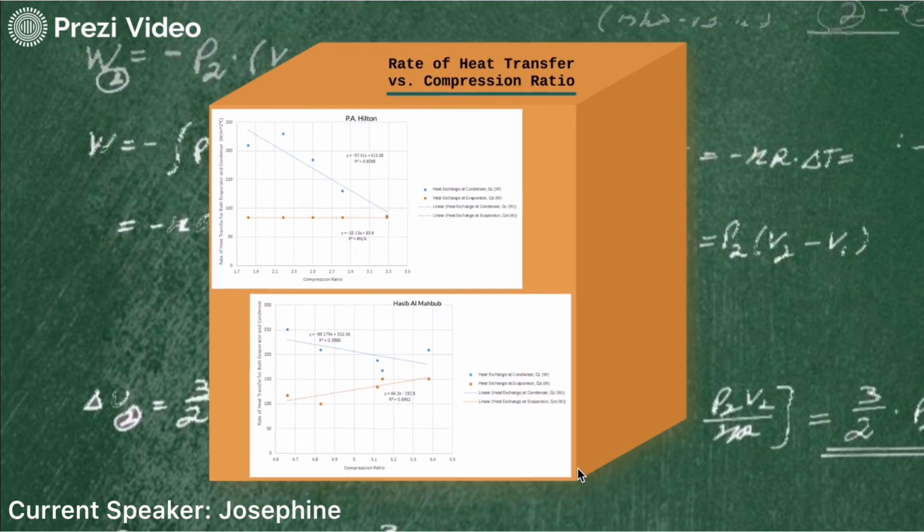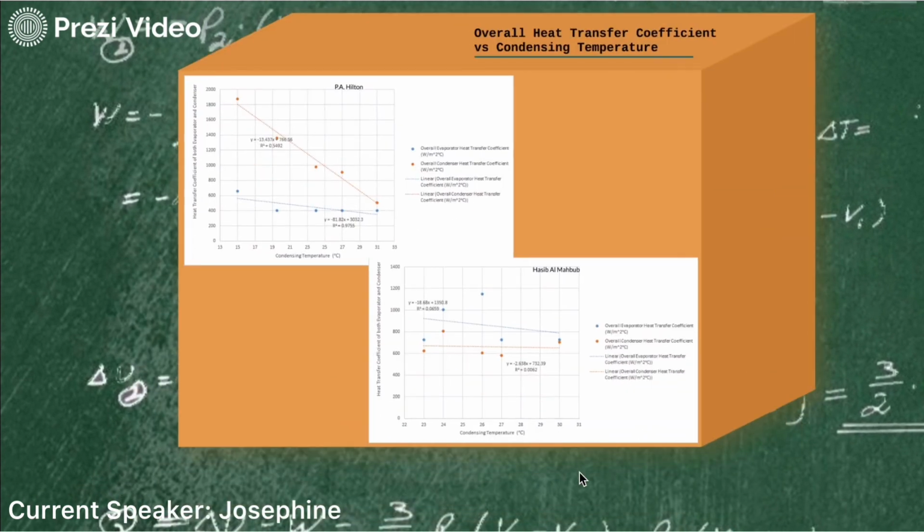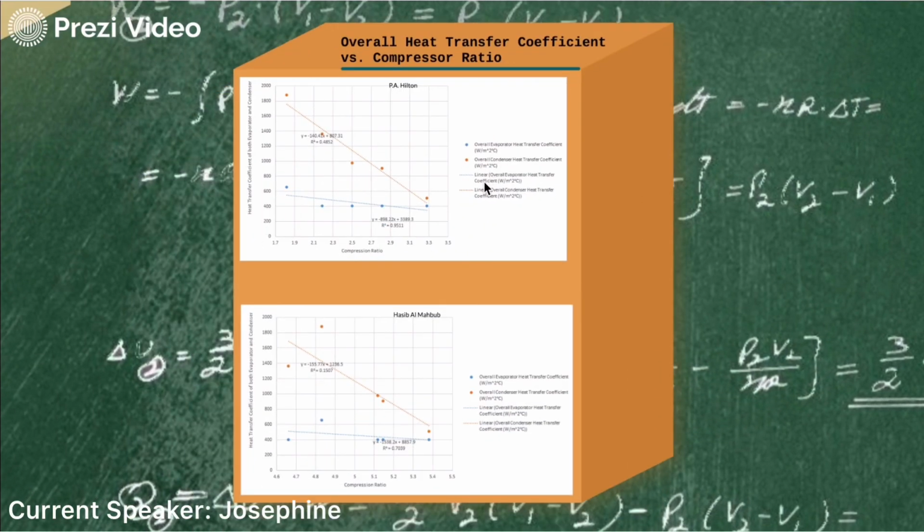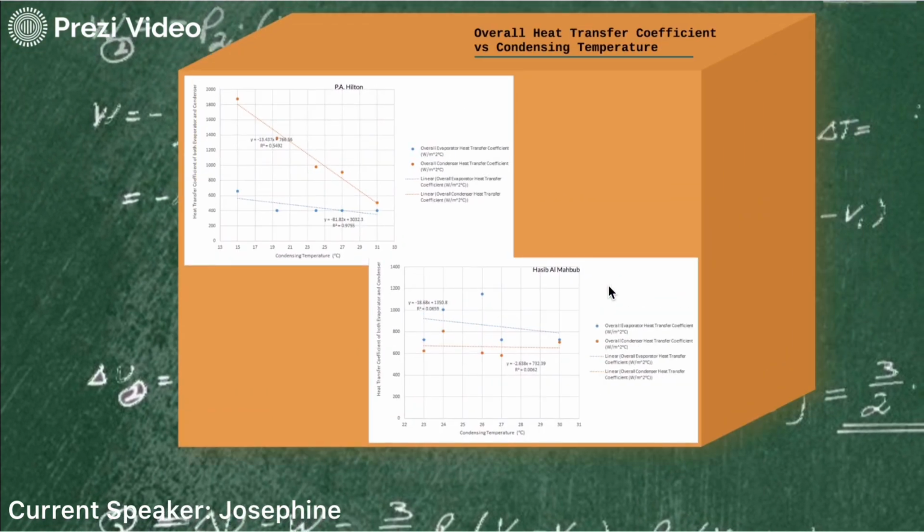Another variable that is depicted on the graphs is the overall heat transfer coefficient, symbolized as capital U. This graph shows its relationship to the condenser temperature, while the next set of graphs shows the relationship to the compression ratio. Let us start with this set. We can see that there is an obvious difference between the data from the two authors. The overall heat transfer coefficient is directly proportional to the heat transfer rate.